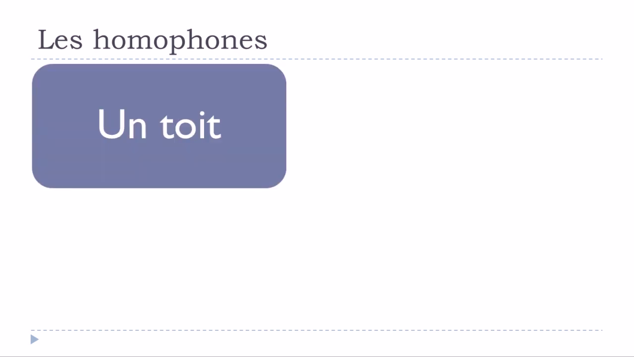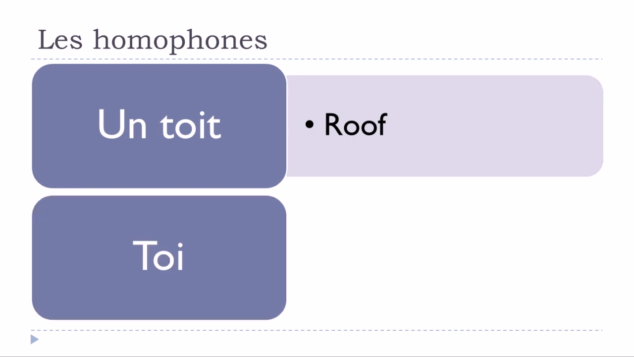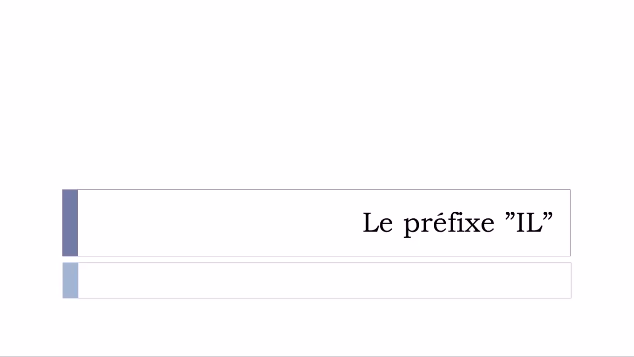Un toit. Toit. Okay, so in that case, we're talking about moi, toi, lui, elle, so we saw that a long time ago. And both of them are pronounced like toi. Un toit, toi.